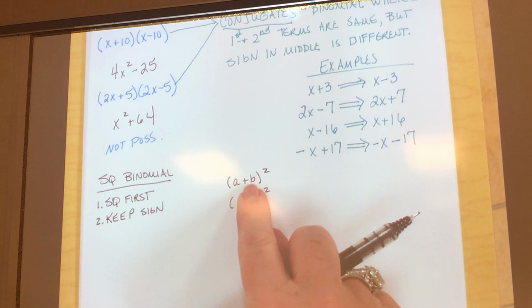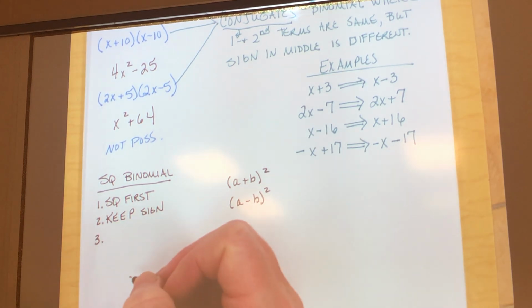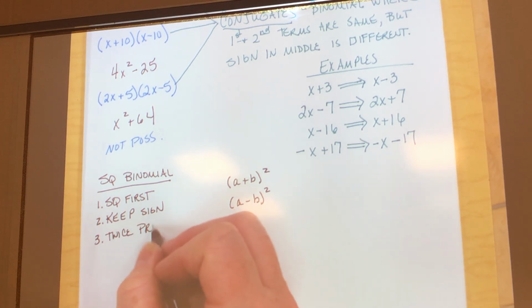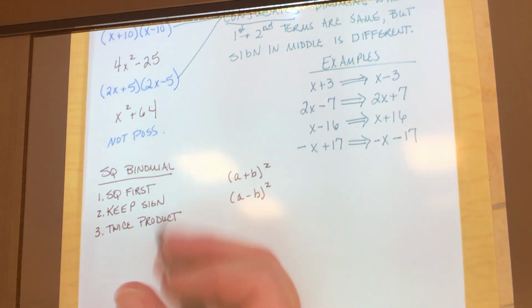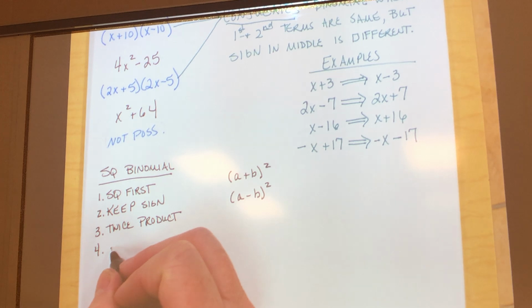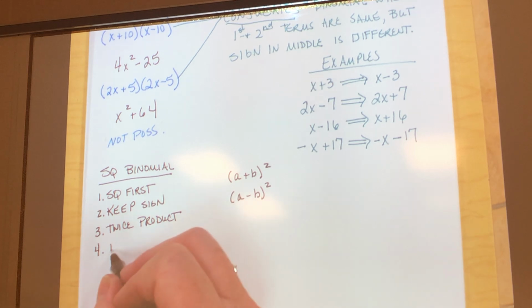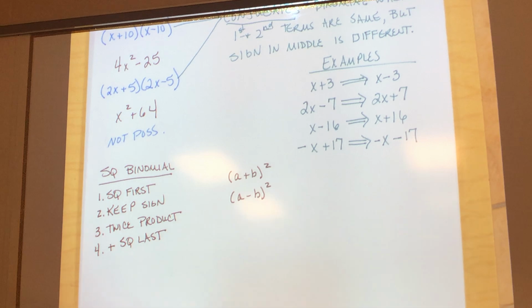Whatever this sign is, I had to keep it. What was the third thing you had to do? Twice the product. I'll show you in just a minute. What's the last thing? Square the last. And what kind of sign is it always going to have? A positive. So plus square the last.